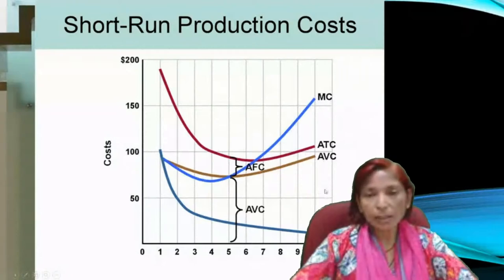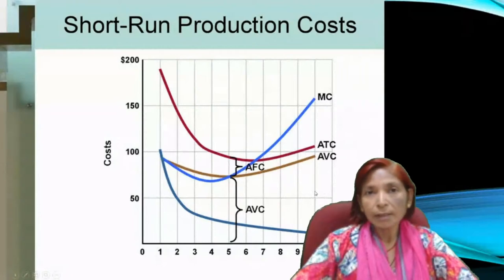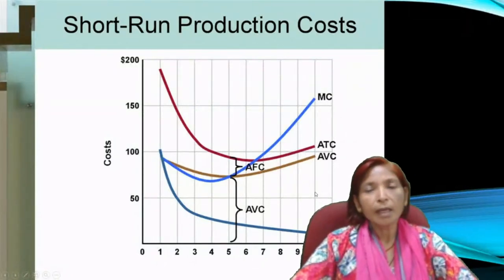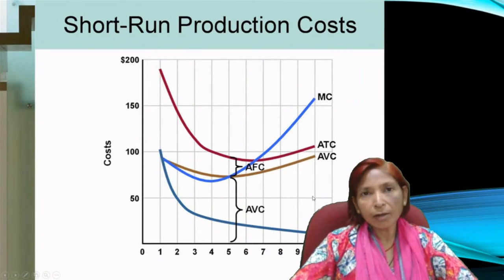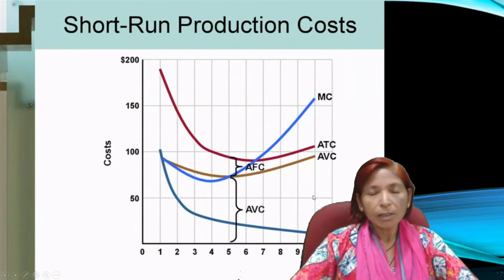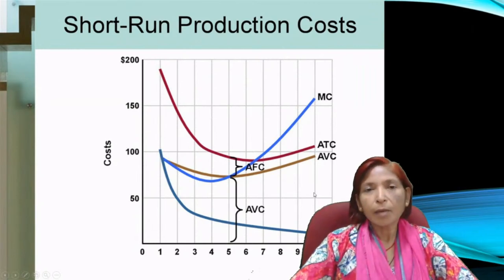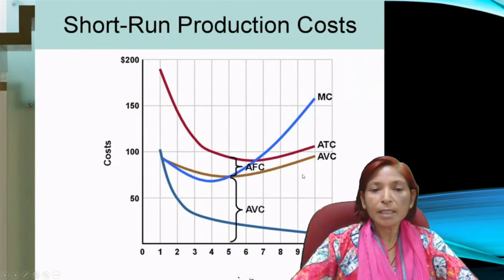So if we add both these cost curves, then we can get the average total cost curve. It is also a U-shaped curve. And why is it a U-shaped curve? The first reason is that average cost is the summation of average fixed cost and average variable cost. The other reason is the applicability of the law of variable proportion, or law of diminishing returns, or returns to a factor. In the beginning, production increases, and at that time, cost decreases.